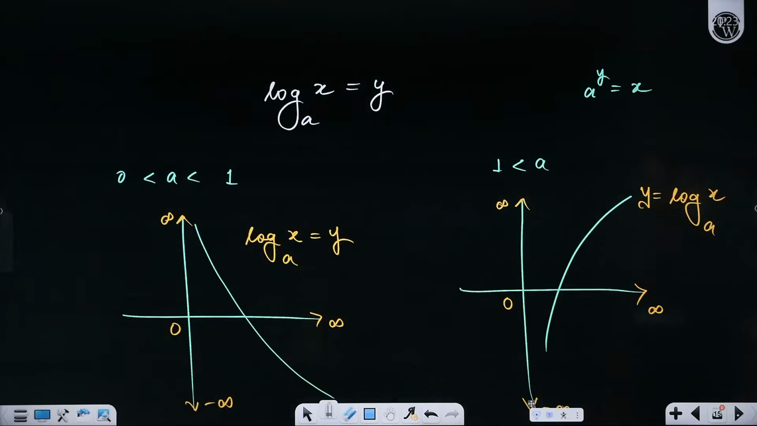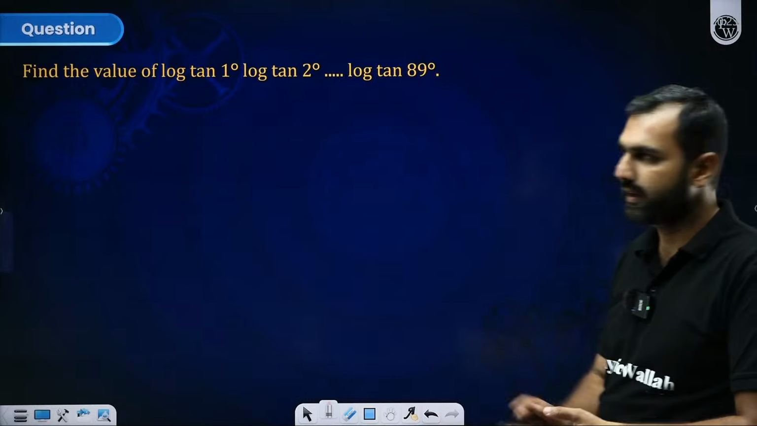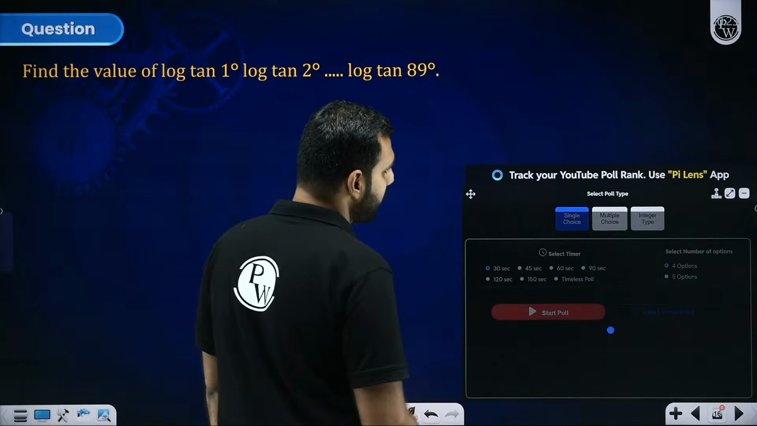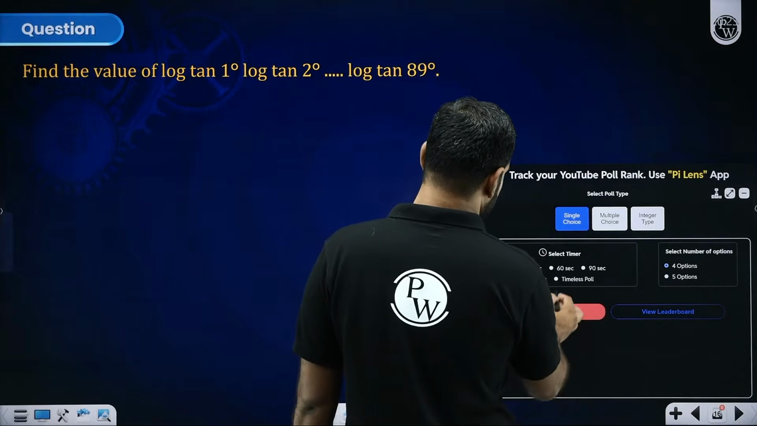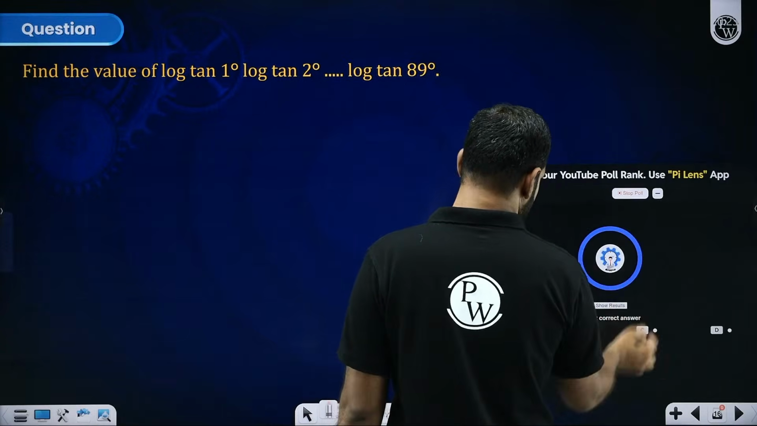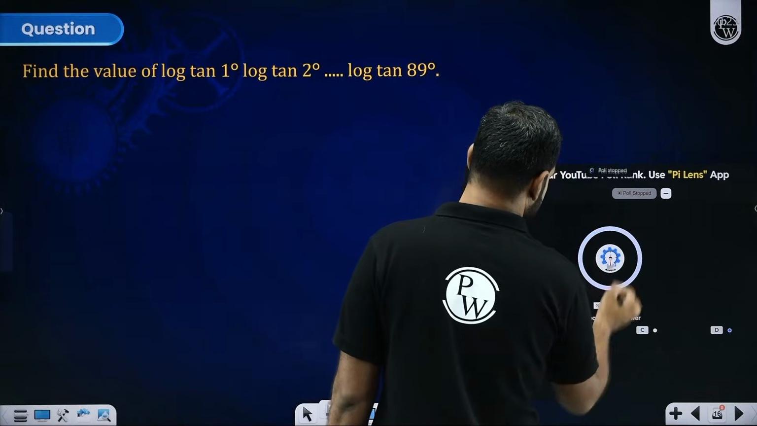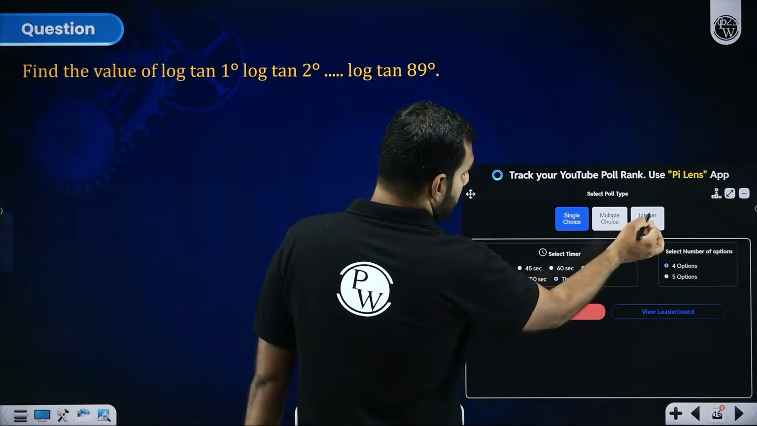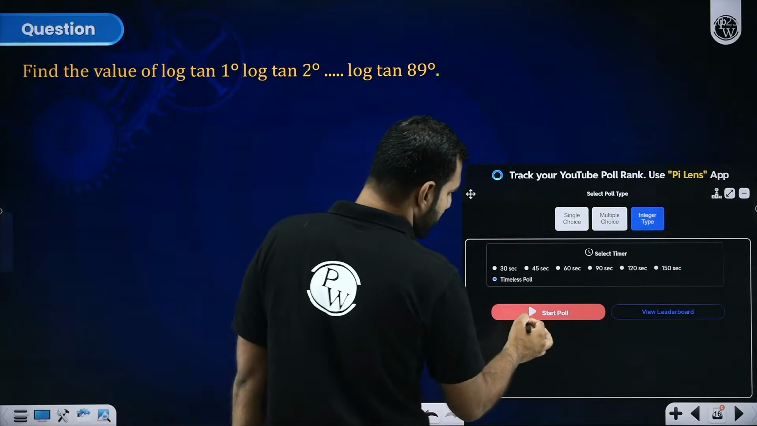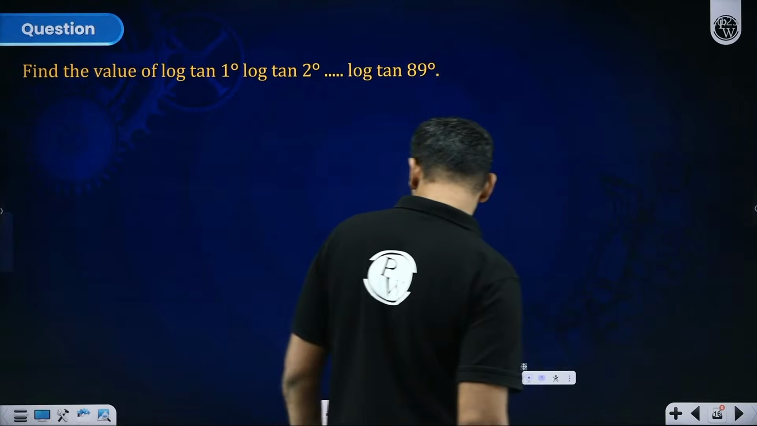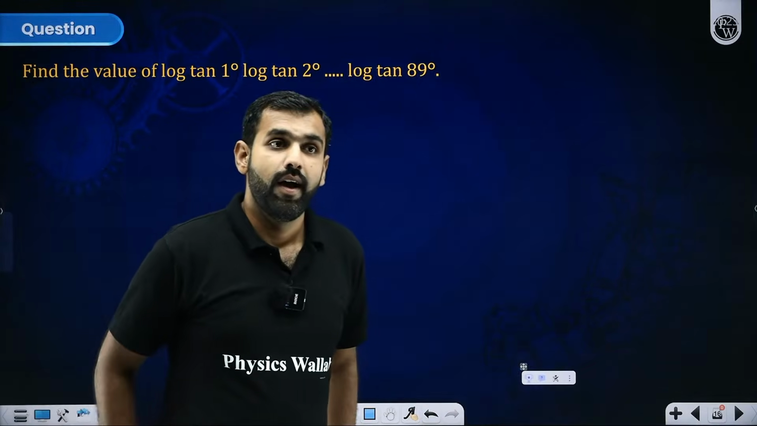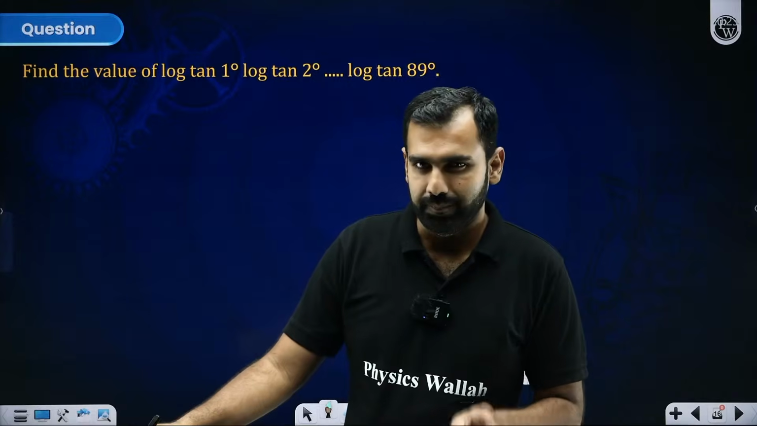If you got decent clarity about whatever I've done so far, can you help me with this question? So I'm doing a poll here. Let's see how many of you get the right answer. I'm really sorry, this is an input type, not an option type. So it is an integer type, there will be an integer answer to this question. Participate in this poll and let's understand how many of you get it right, shall we?